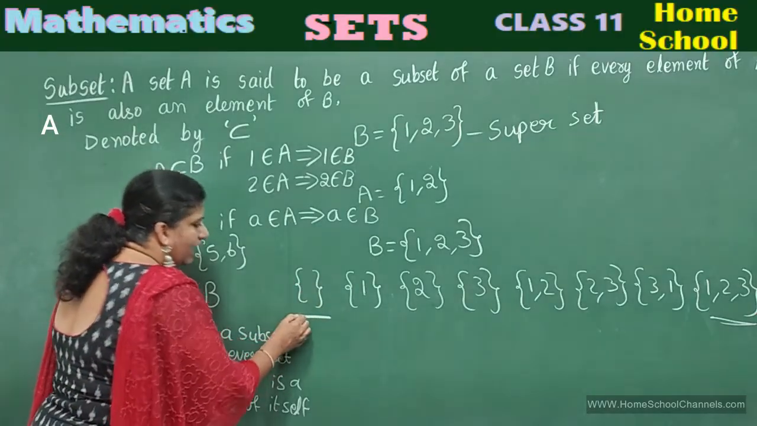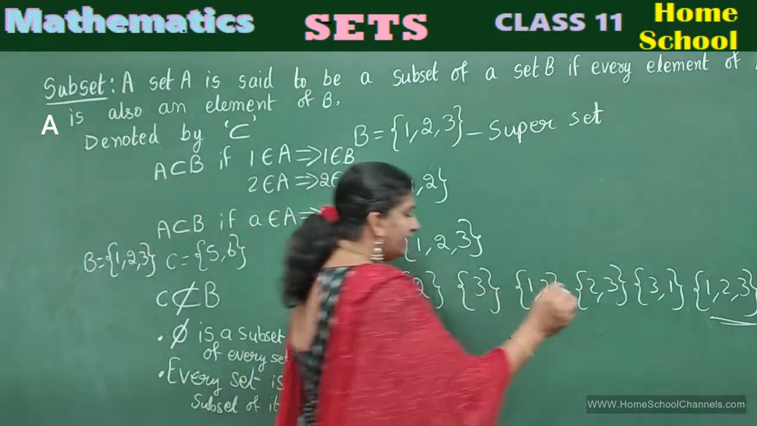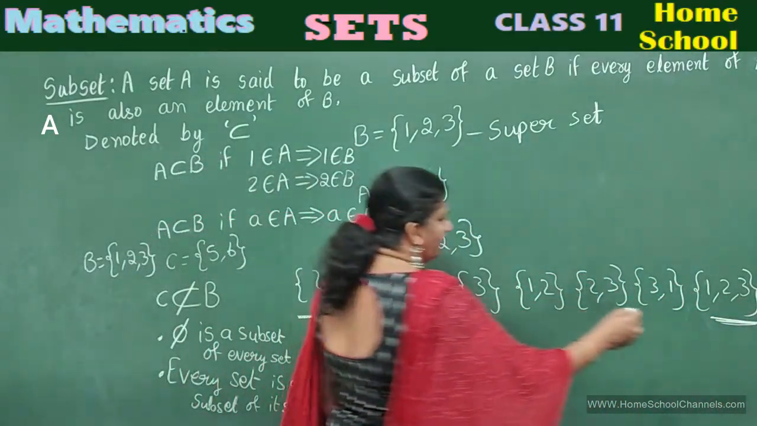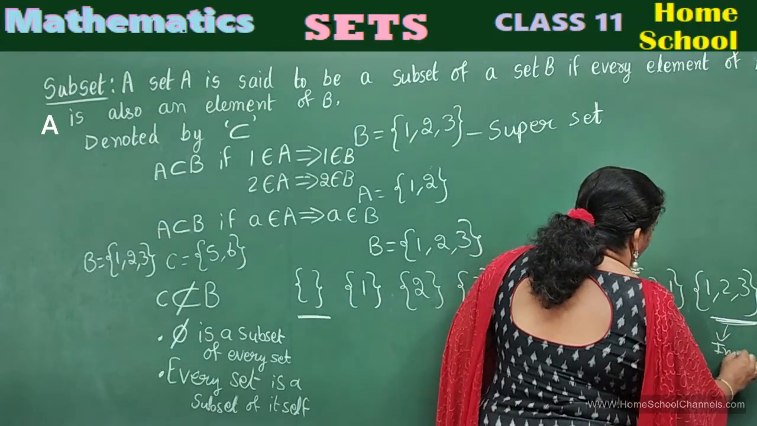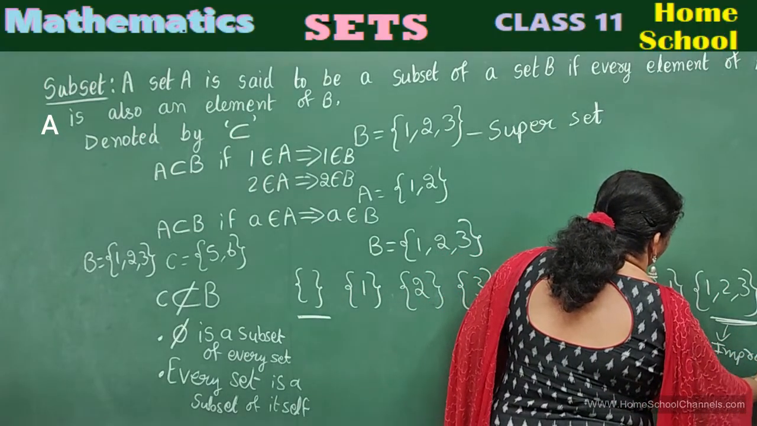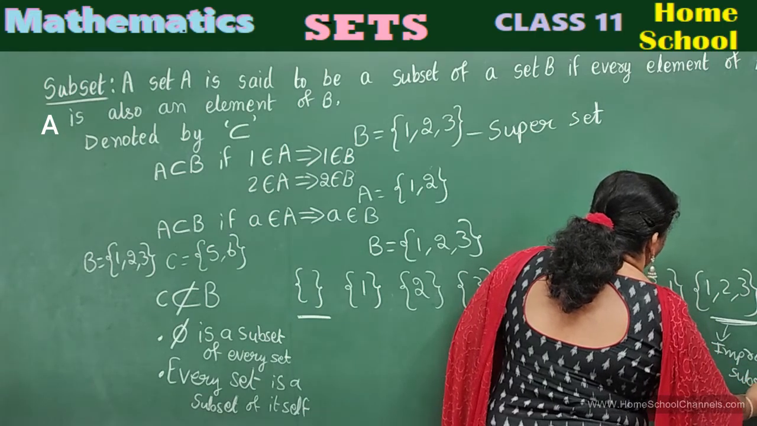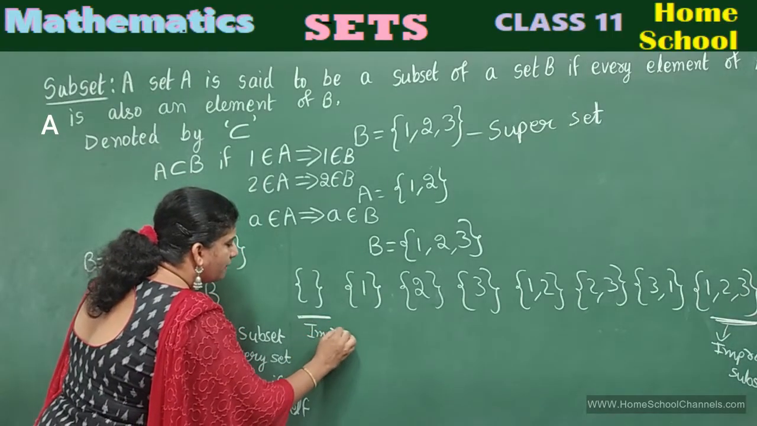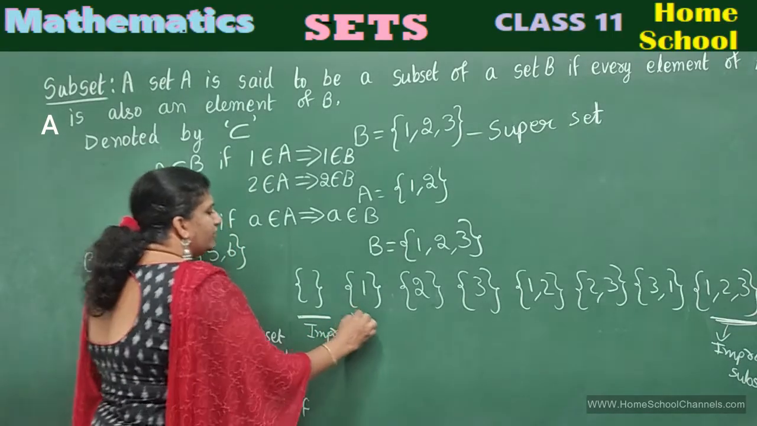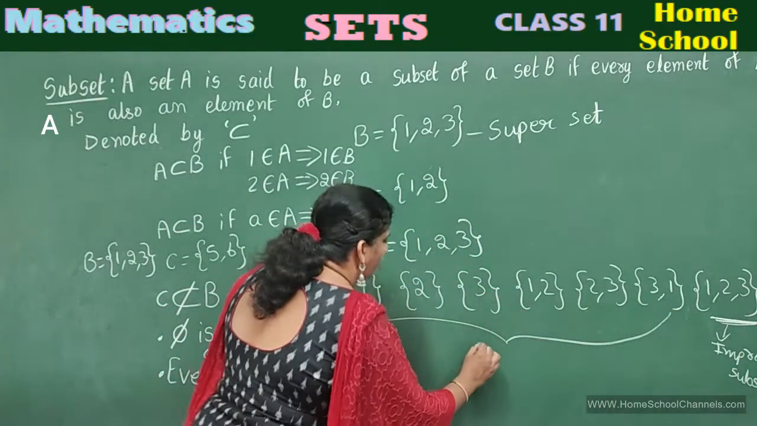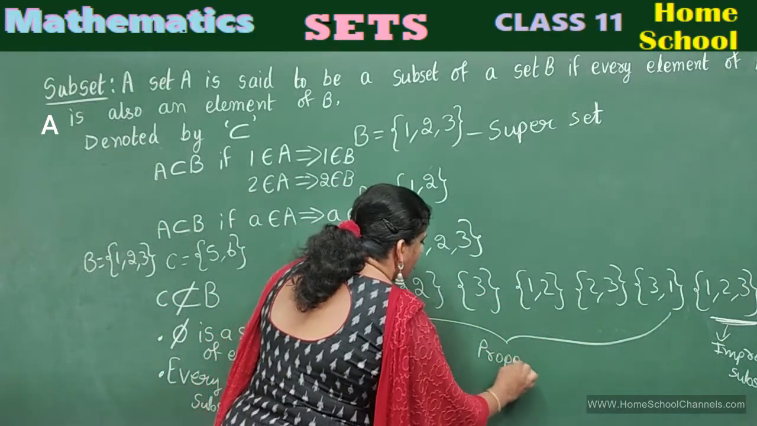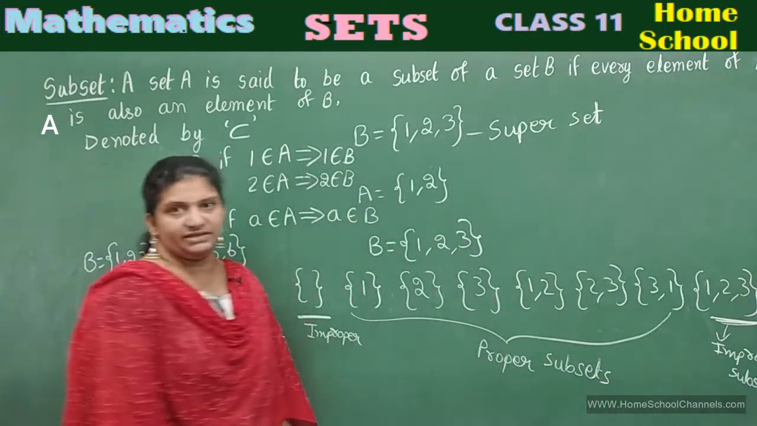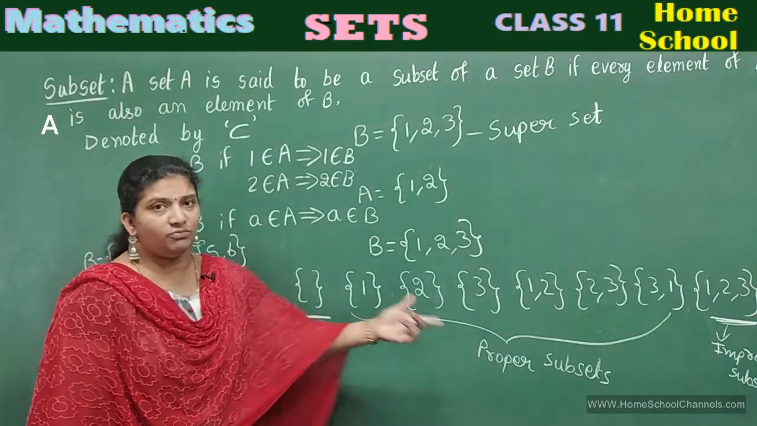Look here. The empty set and the set which is a subset of itself, the same set, this is an improper subset. This is also an improper subset. Then the remaining subsets you form, those are all called proper subsets. Why are they proper and why are they improper?